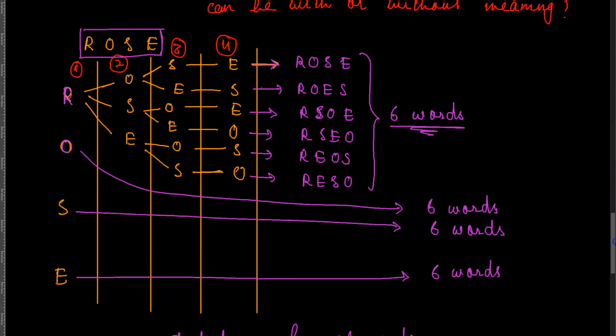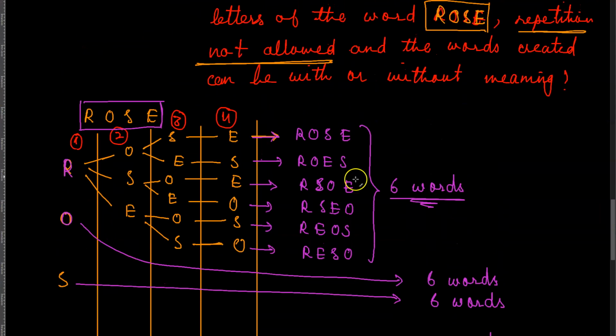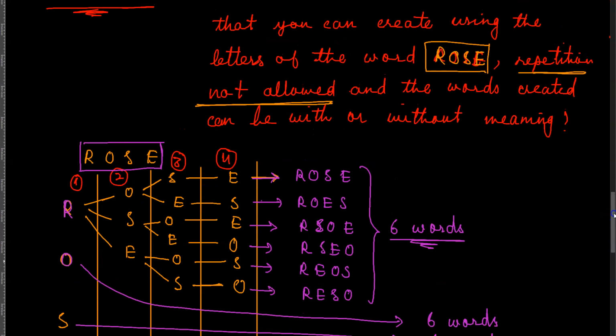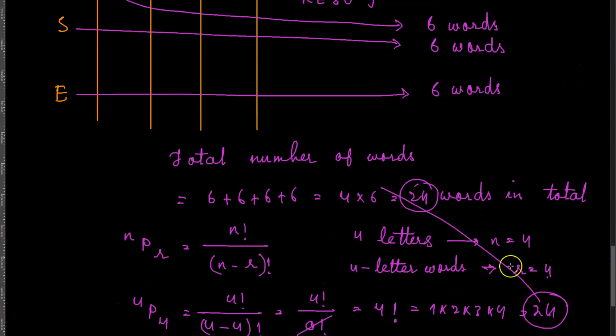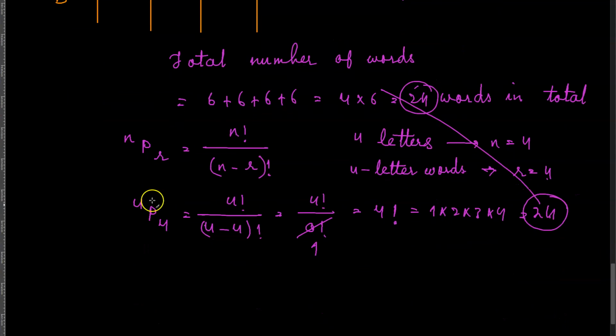So what that means is that the total number of words that you can create using the letters of the word ROSE, repetition not allowed, meaning that when you choose a letter, you're not supposed to choose it anymore, and the words that you create could have meaning, but the meaning is not important, with or without meaning, is going to be equal to 4 permutation 4, which is actually equal to 4 factorial.